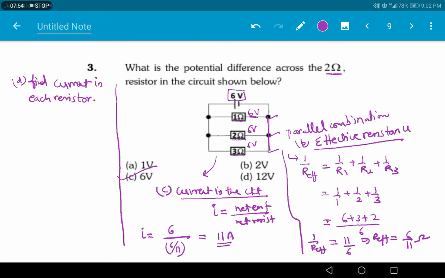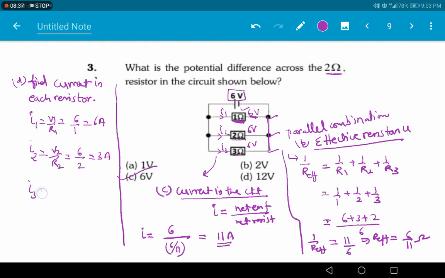So find the current in each resistor. We know that I equals I1, I2, I3, and we know the potential drop across each and the resistance of that. Therefore we can write I1 is equal to V1 by R1. So V1 is 6 by 1, 6 ampere across the 1 ohm. Across the 2 ohm, V2 by R2, V2 is also the same, 6 by 2. We are going to get 3 ampere.